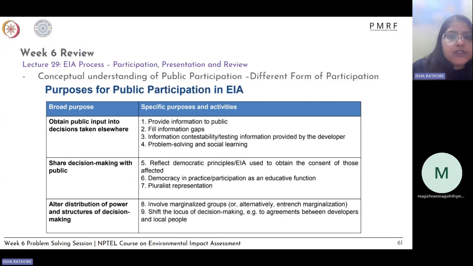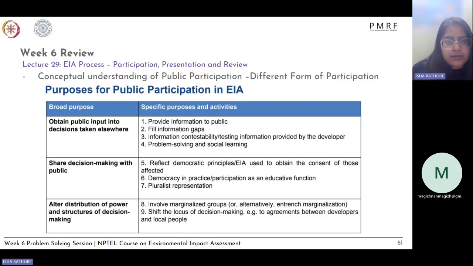So, the purpose of public participation in EIA is broadly three-fold. The first is to obtain public input into decisions which are taken elsewhere. So, this provides information to the public, it fills in the information gaps, and it's used for problem solving and social learning and understanding the context of the stakeholders.